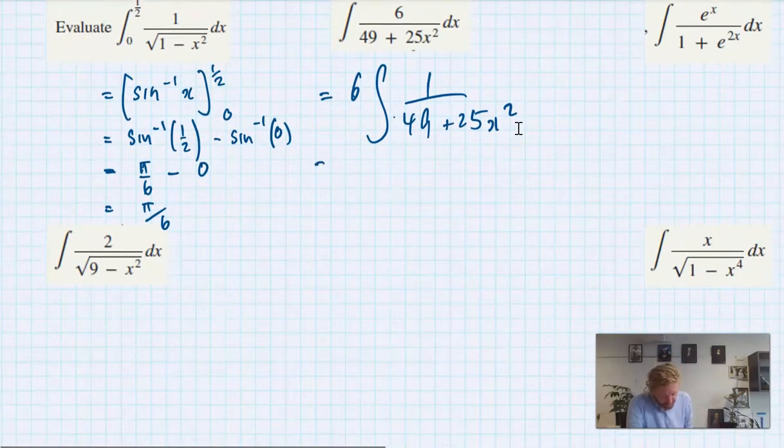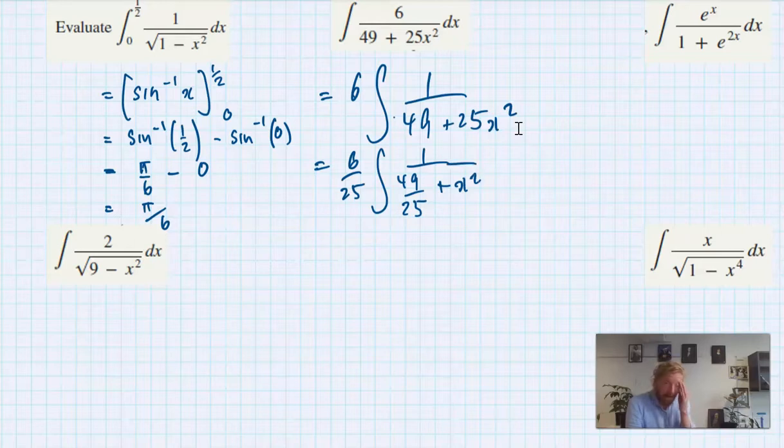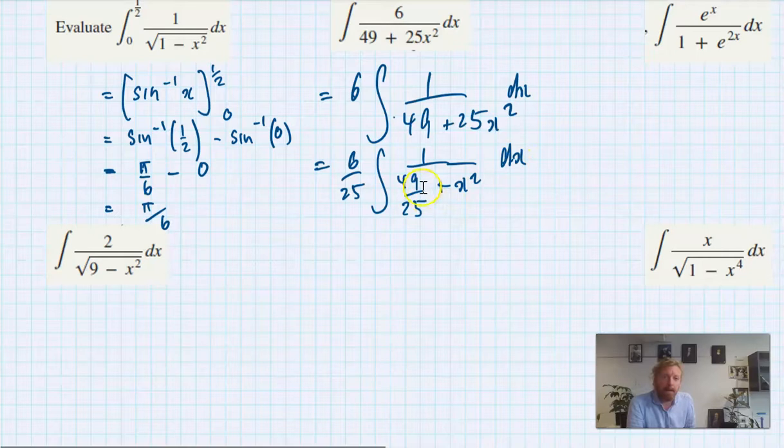6 on 25, integral of 1 on 49 on 25, because I've taken the 25 out. I've still got a dx everywhere, by the way. Now I want my a on top. If that's a squared, a is 7 on 5. I'll just do it on this line here. If I times by 7 on 5, in order to keep everything even, I've got to times by 5 on 7.